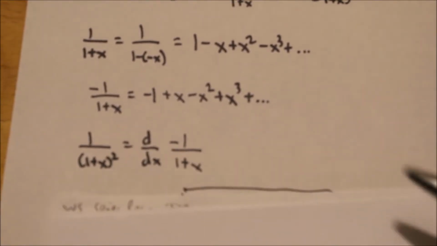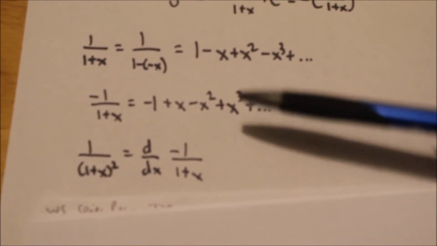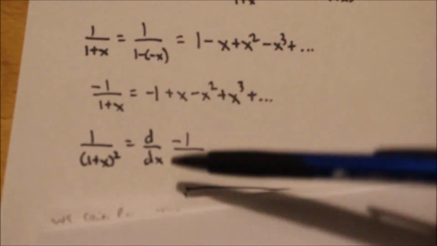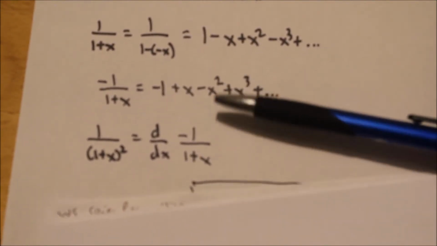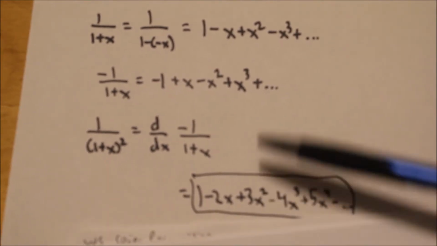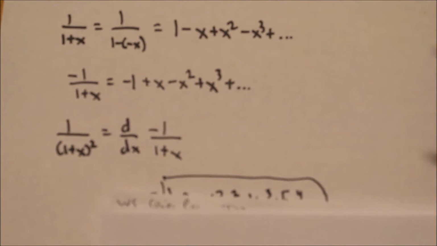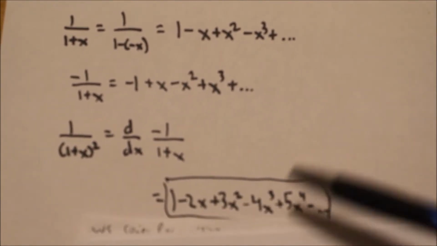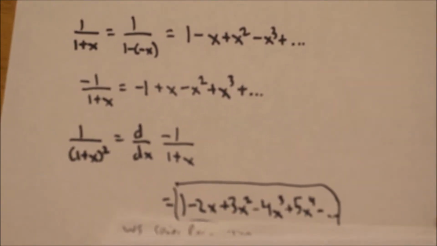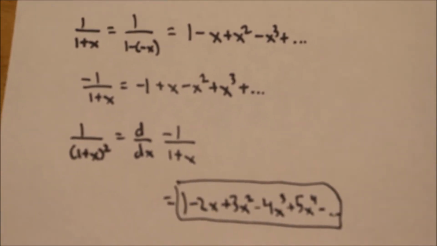So then for 1 over 1 plus x squared, we have to differentiate the series term by term. So the derivative of negative 1 is 0, so we can ignore that. Derivative of x is 1. Derivative of negative x squared is negative 2x. Derivative of x cubed is 3x squared. The next term is minus x to the 4th, so minus 4x cubed. Next term is plus x to the 5th, so plus 5x to the 4th. And those are the first few terms of the series.